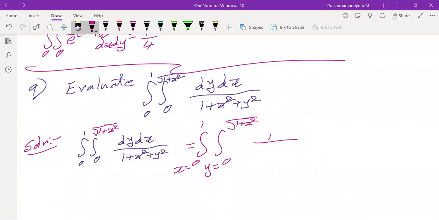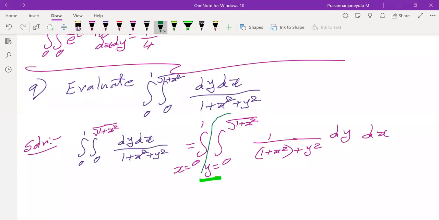Now on interior integration, we have y variable limits. So first we have to do integration with respect to which variable? Y variable. So I'm writing it as 1 by 1 plus x square plus y square into dy and then dx. Now I'm putting brackets like this. First we are doing integration with respect to y.